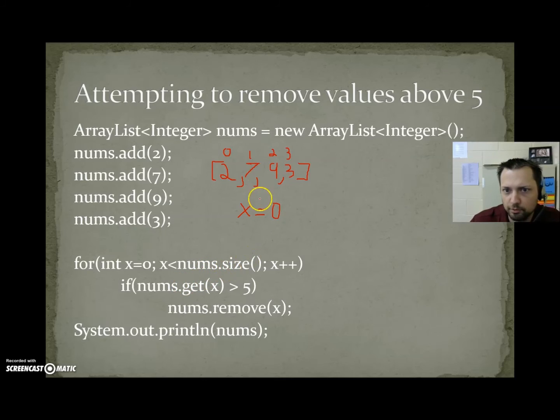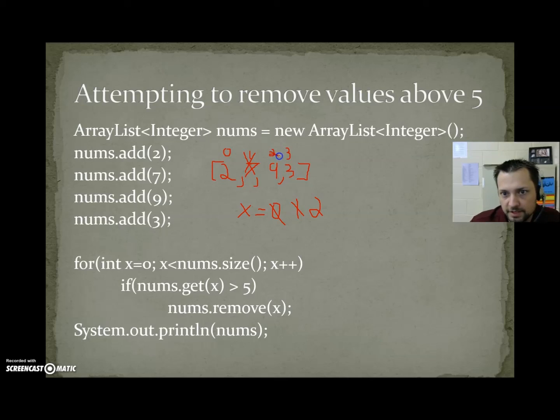And so you might be saying, well, it says 0, 1, 2, 3. Remember, it's like an array. There are 4 items there. The last one happens to be at position 3. Okay, if the item at position x is bigger than 5, remove x. Is 2 bigger than 5? Nope. x gets bigger, becomes a 1. So, is the 7 at position 1 bigger than 5? Yes. So we destroy this value by removing it. x goes to a 2.